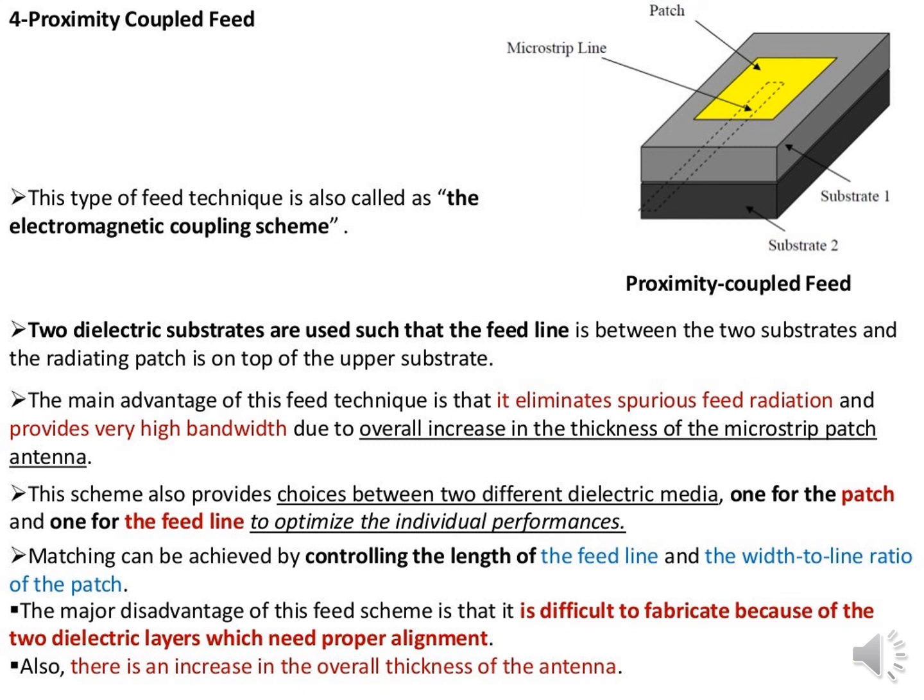Next, it also provides a choice of two different dielectric media: since we have two substrates, one for the patch and another for the feed line, so we can optimize the individual performance. Next, matching can be achieved by controlling the length of the feed line. Disadvantages: it is difficult to fabricate because the two dielectrics need proper alignment. Another thing is an increase in the overall thickness of the antenna. These are the various disadvantages of proximity coupled feed.